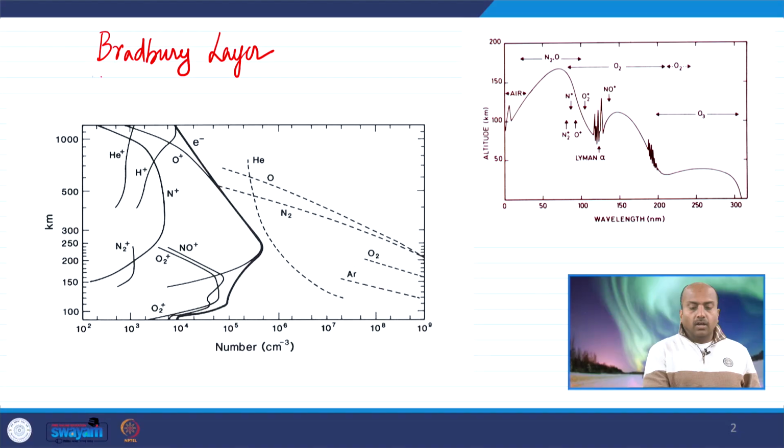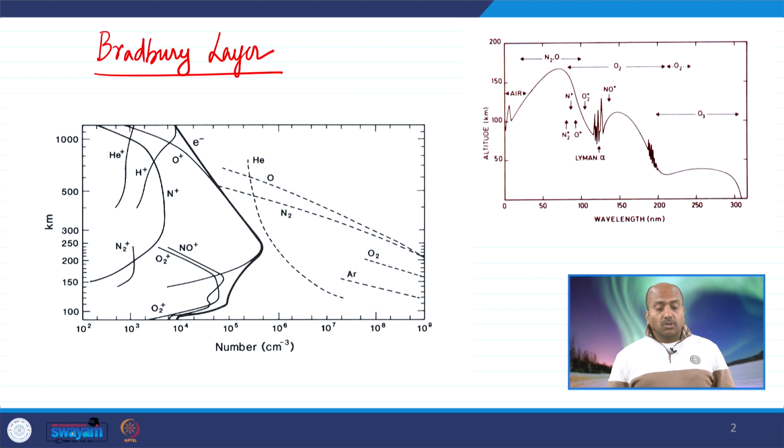Hello dear students, in this lecture we will learn about the F region, in particular the F2 region, and we will try to see what a Bradbury layer is and what the chemical processes associated with this particular layer in the ionosphere are. So, before we begin, to understand what exactly this layer is, we should refresh our memory of how the neutral species vary with respect to height and how the incoming solar radiation is absorbed at different altitudes.